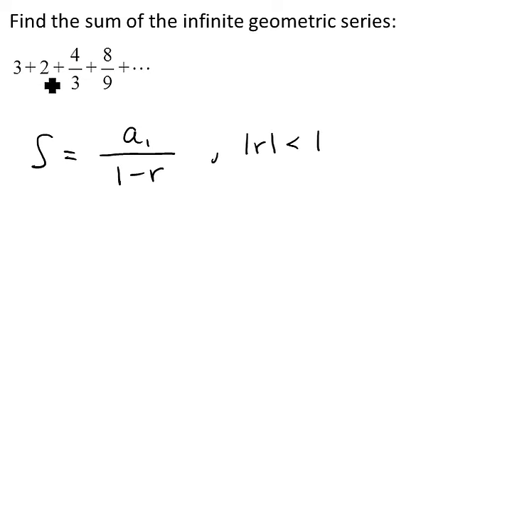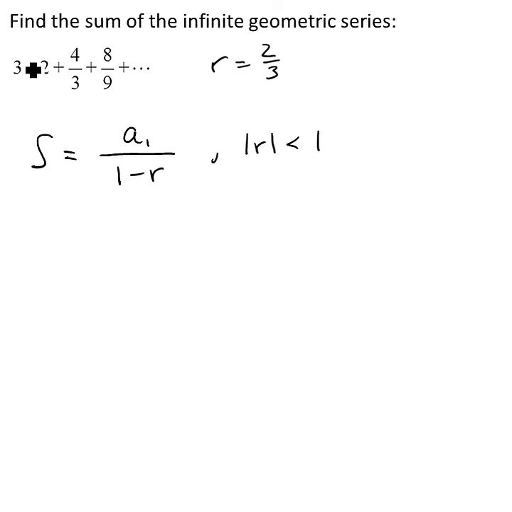So to get from 3 to 2, and then 2 to 4/3, and 4/3 to 8/9, we need to figure out what we are multiplying by to do that. And so we just take any term here, I'll start with the second term, and divide it by the previous term. That's how we get our common ratio. So we get 2/3 for the common ratio.